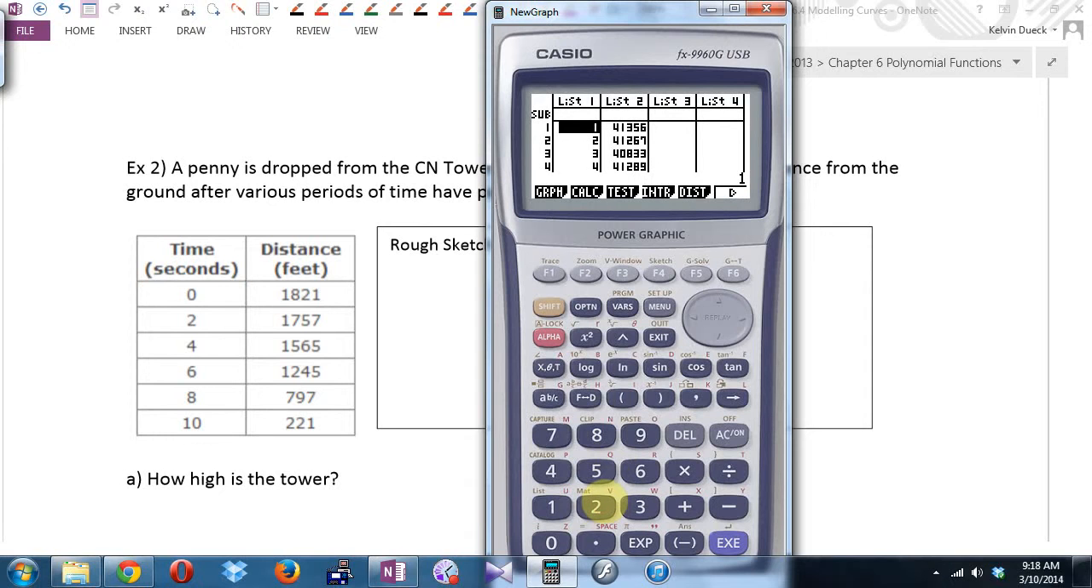How do I delete what I have? Delete all, and then I always hit F6 to get back to where I started from. Okay? Enter this data in, please. And when you're done, look up. I stole this from an American website, so it's in feet. I apologize.